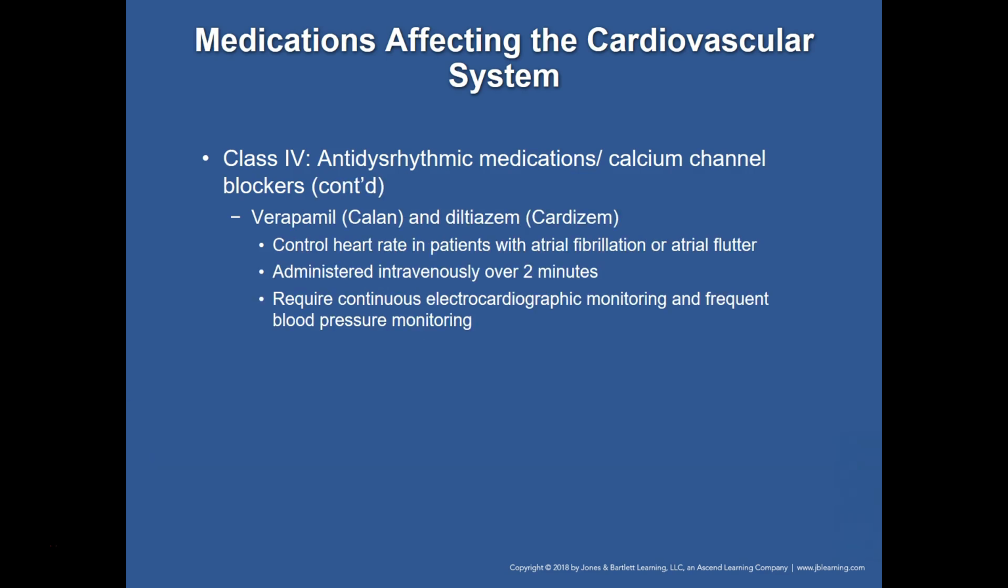Depending on the drug and what it's supposed to target, there's a lot of different types of calcium channel blockers. The big ones are verapamil and diltiazem, or Cardizem. They control heart rate with atrial fib and atrial flutter. Administered IV over 2 minutes, they require continuous EKG monitoring and frequent blood pressure monitoring. The antidote for this, of course, is calcium chloride.